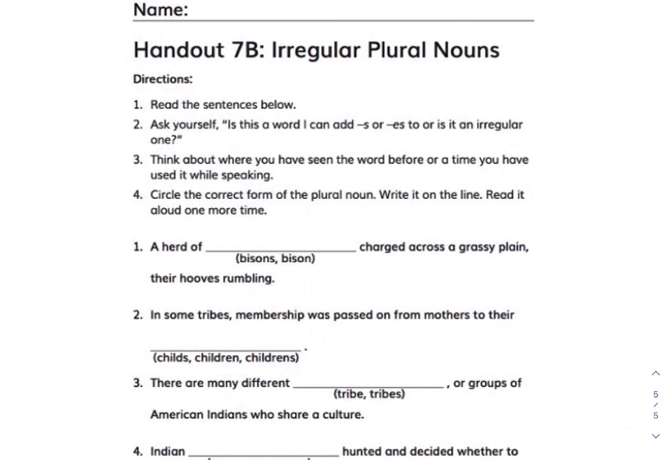The directions say, read the sentences below. Ask yourself, is this a word I can add S or ES to? Or is it an irregular one? Think about where you have seen the word before or a time you have used it while speaking. Circle the correct form of the plural noun. Write it on the line. Read it aloud one more time.